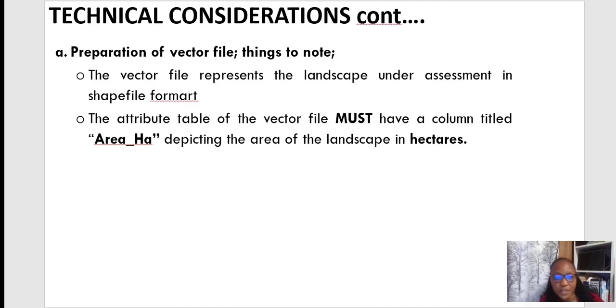Further, in the preparation of the vector files, there are things to note: the vector file represents the landscape and assessment in the shapefile format. The attribute table of the vector file must have a column titled area in hectares, depicting the area of the landscape in hectares.